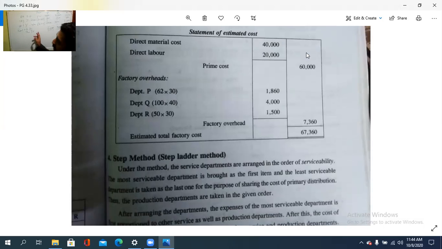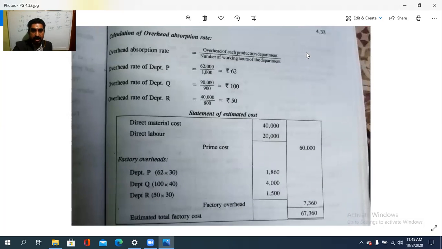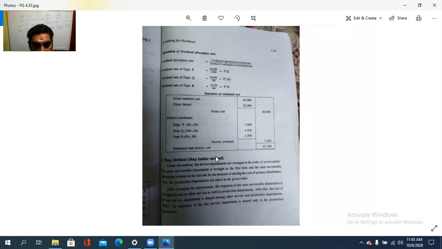Okay, this is the calculation of the simultaneous equation. These three methods are very important: direct distribution, repeated distribution and simultaneous equation. So under that, see the statement of estimated cost: direct material cost, direct labor, we get the prime cost, and factory overheads, that is 62 into 30, then department Q 100 into 40, and department R 50 into 30. So that is the factory overheads.